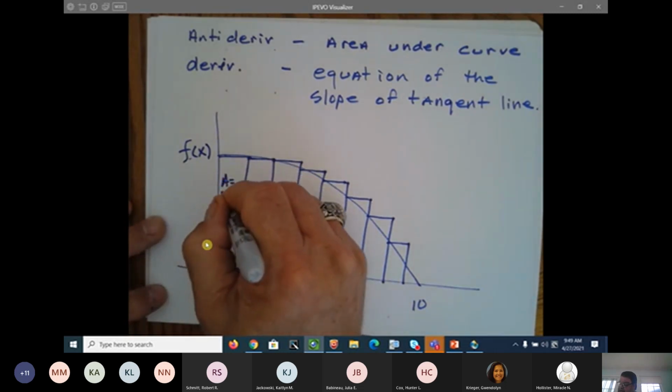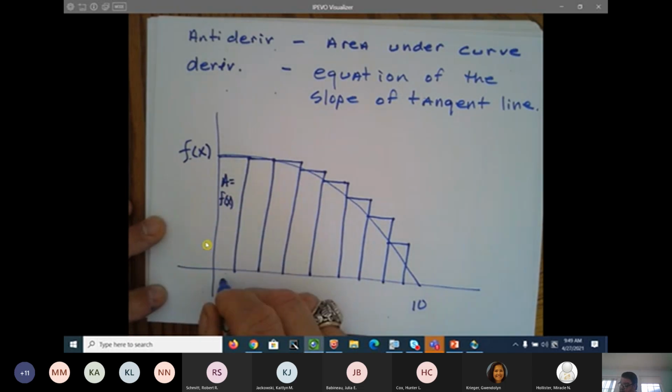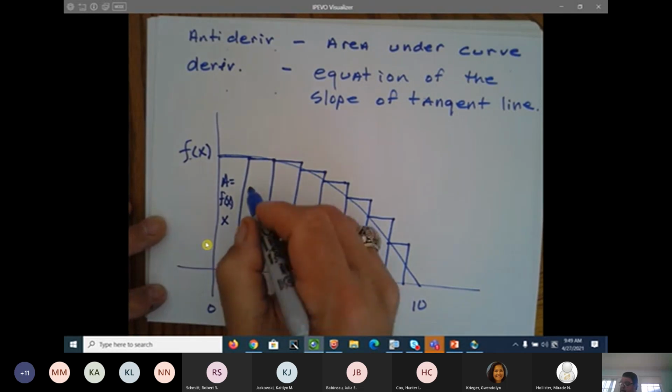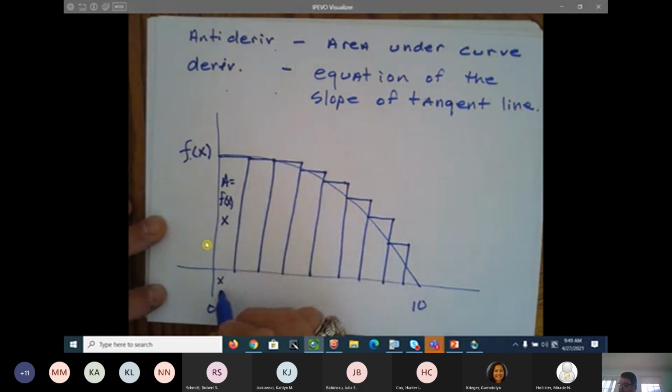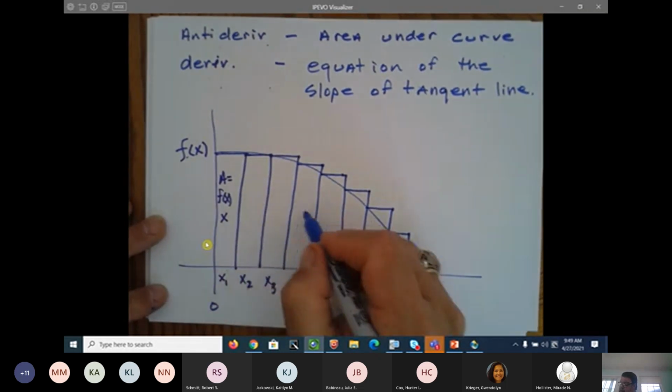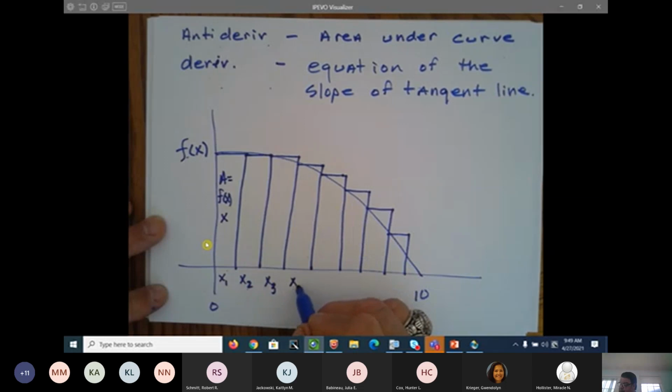F of x times what? Let's say this is x times x. Okay? This would be f of x times x of 2. This would be f of x times x of 3. This would be f of x times x of 4.